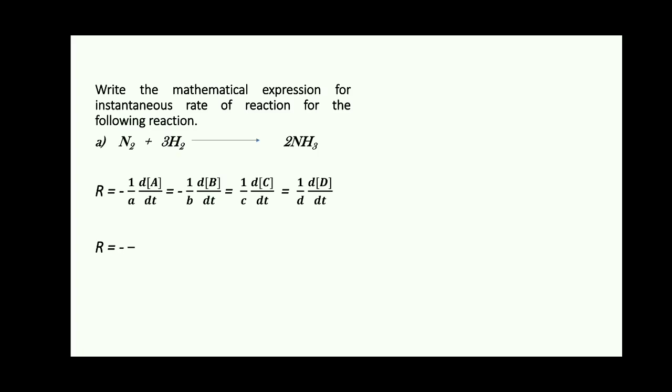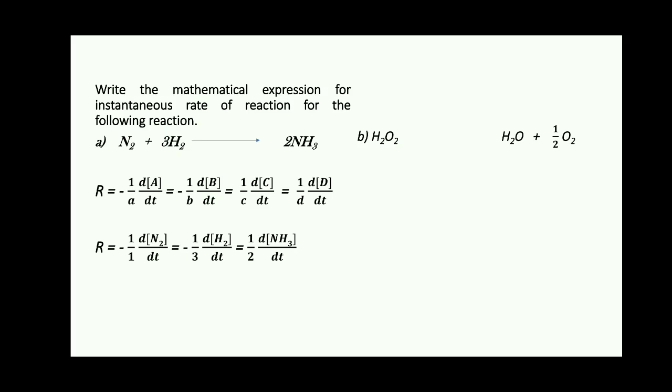So here if we talk about the coefficients small a, b, c, d, in this case small a will be 1, small b will be 3, and small c will be 2, and small d will be 0. So we will put these values in this equation, and then what we will have? Then we will have minus 1 by 1 dN2 upon dt is equal to minus 1 by 3 dH2 upon dt. Then we will have 1 upon 2 dNH3 upon dt.